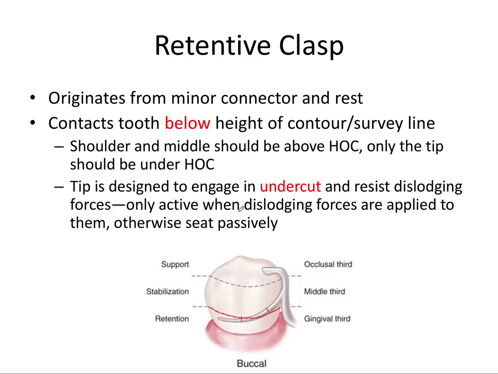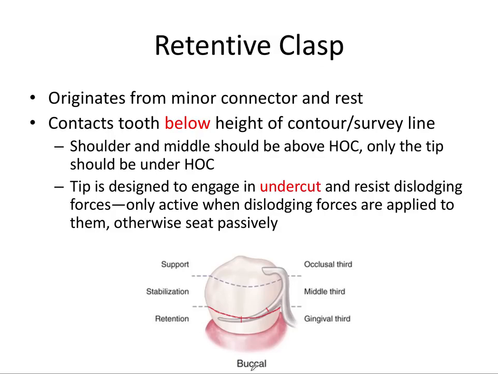Now the tip should only be active when dislodging forces are applied to it, otherwise it seats passively. Basically, when the partial is in place and fully seated, when you try to dislodge the partial, that's when this tip should engage in the undercut and provide a bit of resistance to dislodging forces, which, one of our buzzwords, is what we call retention. That's what we know as retention. So that's how the retentive clasp provides retention, because we have an engagement of the retentive tip in the undercut area.